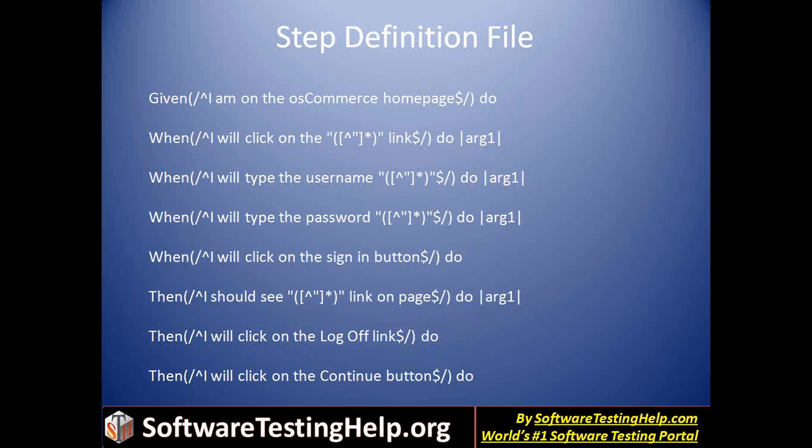So given, in a regular expression format, I'm searching for this pattern. When this statement is matched, there would be a set of steps available just below this command to execute the action to open the home page. Then we will have a set of actions available to click on the My Account link. Then we will have a set of actions available to type in the username.